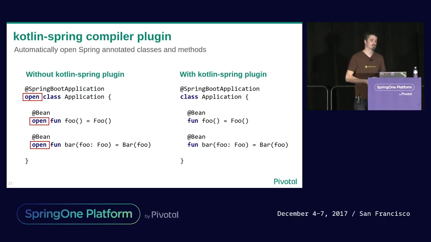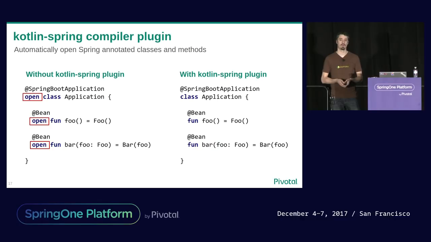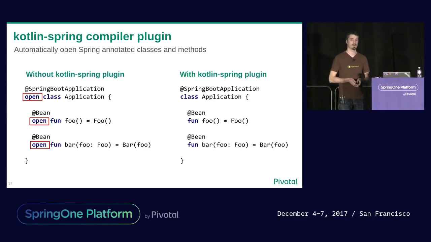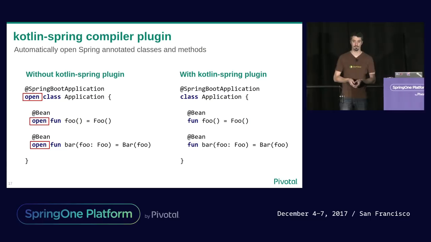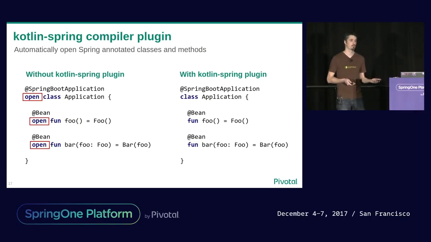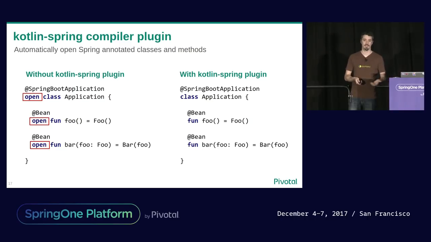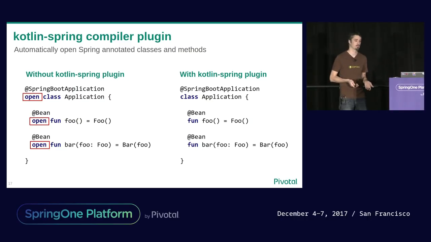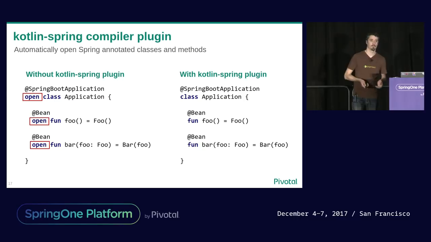When we started to build Spring projects with Kotlin, there were a few pain points, and one of them is that we had to use the open keyword in some places. One of the design decisions of Kotlin is to have classes and methods final by default, and you have to use the open keyword to make it possible to extend the class or to override a method.